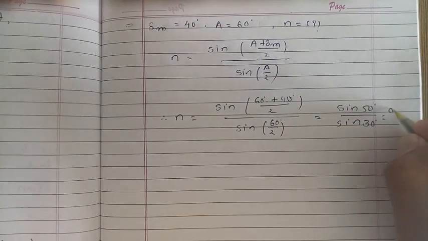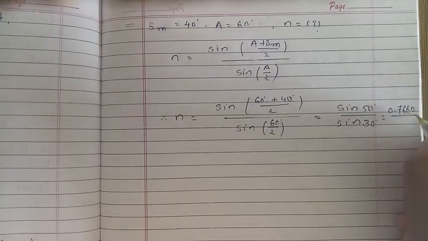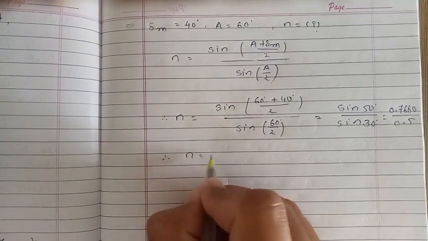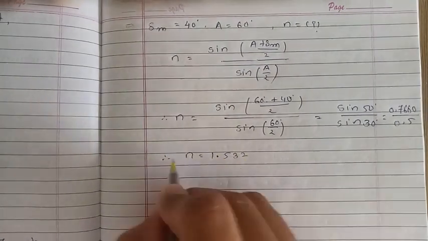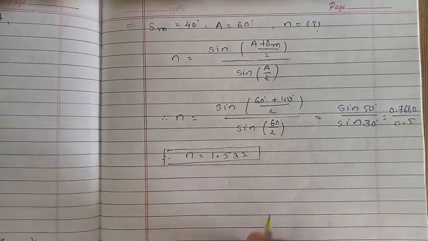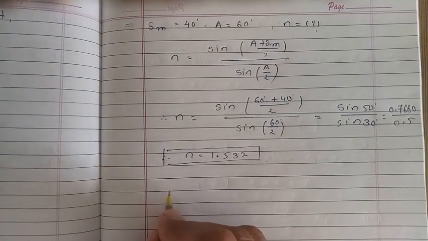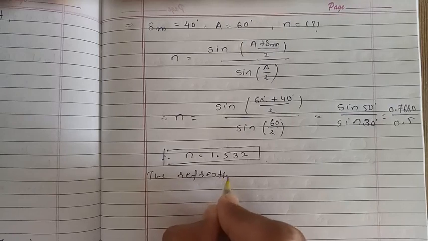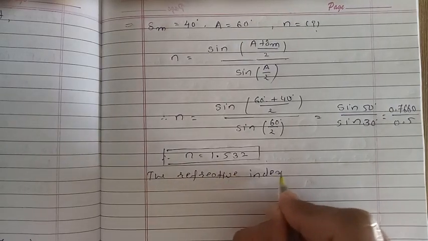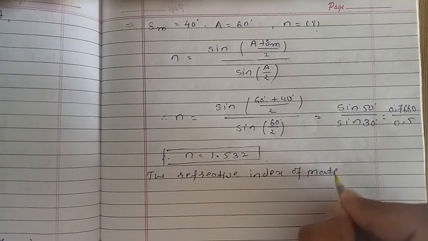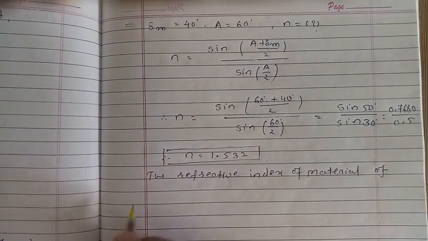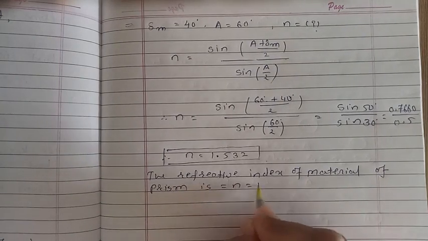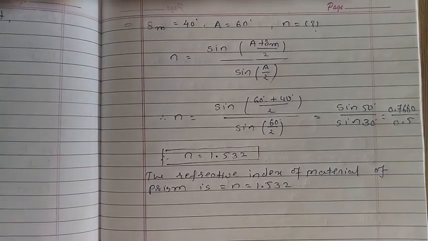Value of sin 50 is 0.7660 and we know sin 30 is 0.5. So n is equal to 1.532. So we can say that the refractive index of the material of the prism is n is equal to 1.532.